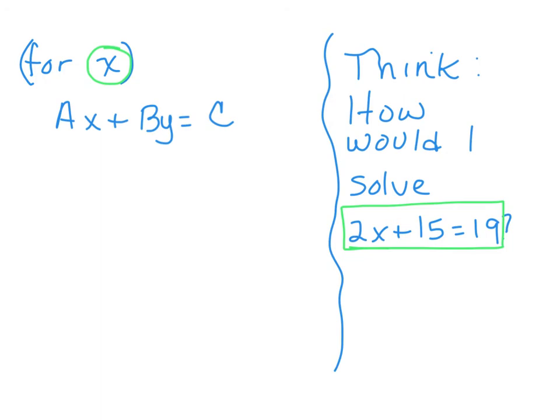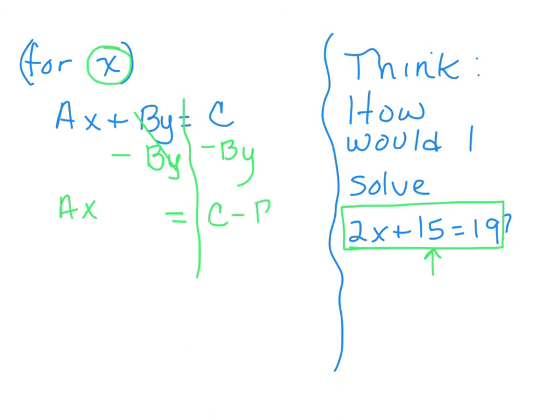To solve for x, over here the first thing I would do is subtract that 15, so I'm going to do the same thing here. Subtract whatever this is, and this thing happens to be by, and I'll subtract it on the right as well. That gives me ax, this is gone, equals this whole thing, c minus by. And again, those are just numbers. If we knew what they were, we could do the arithmetic on them, but we don't.